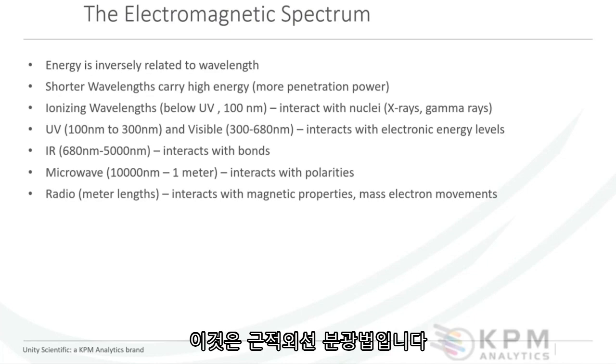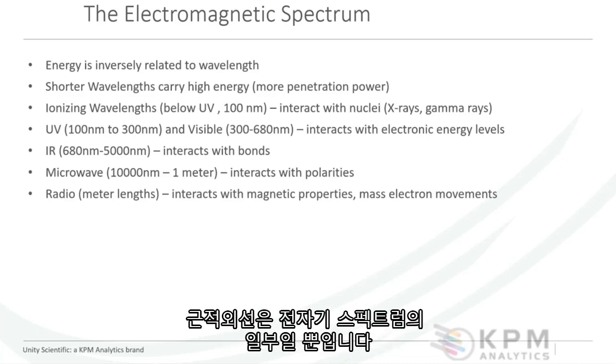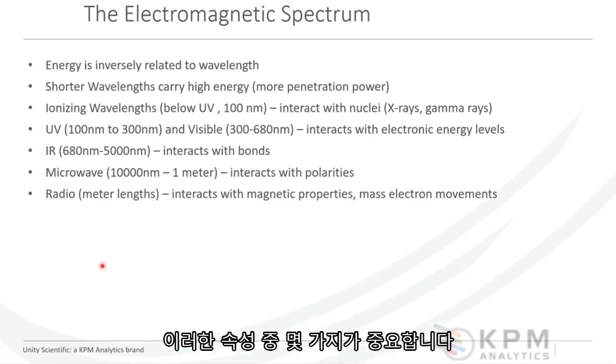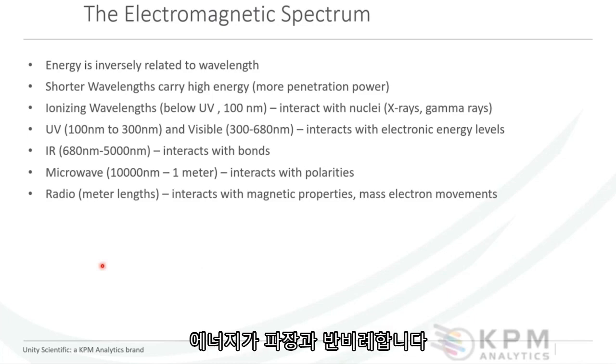So why are we using near-infrared and what is the significance of that? Well, near-infrared is just a part of the electromagnetic spectrum. So like any other part, it has certain properties. A couple of these properties are important. One is that energy is inversely related to wavelength. The longer the wavelength, the lower the amount of energy carried by electromagnetic waves or information. Shorter wavelengths have higher energy.